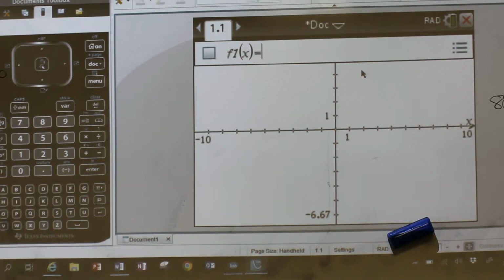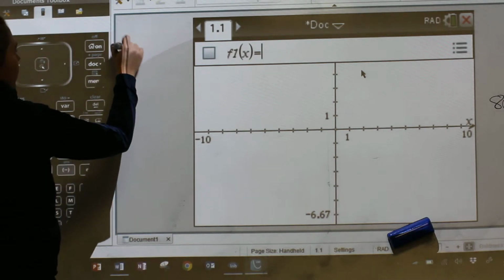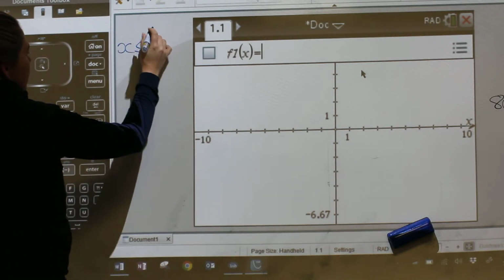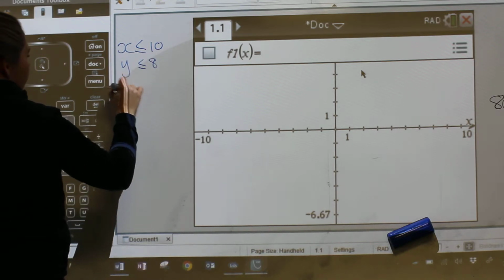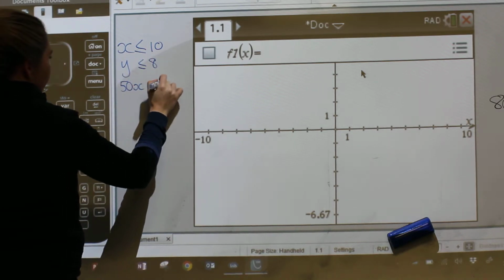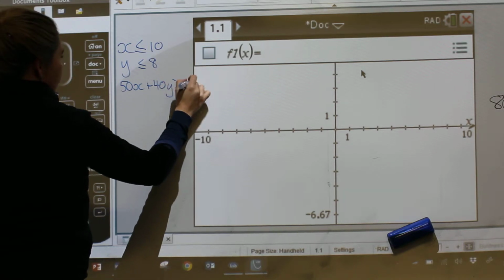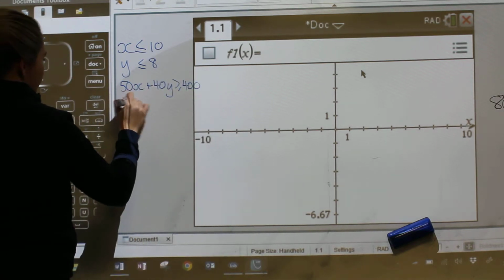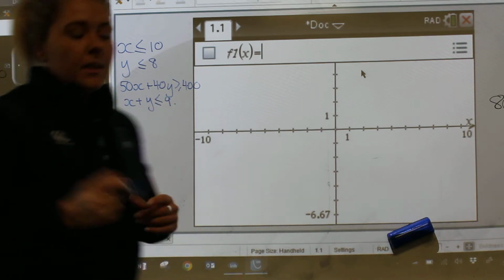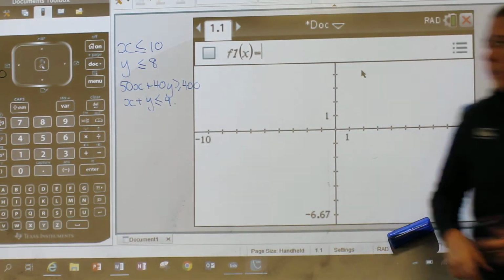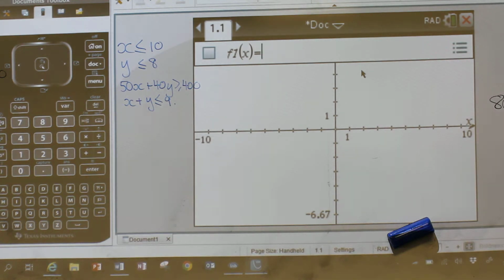Okay, I'm going to carry on with the last question that we just did. So my constraints for this: x is less than 10, y is less than 8, 50x plus 40y has to be greater than 400, and x plus y has to be less than 9. Okay, so this is carrying on from the bus question. So what I'm going to do is enter these into my calculator.